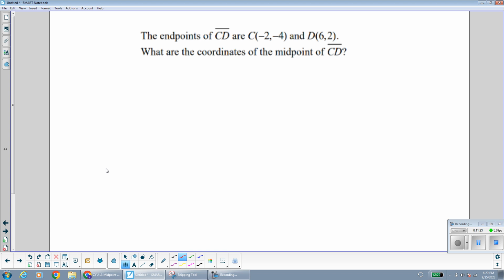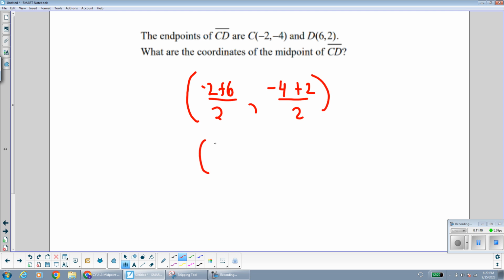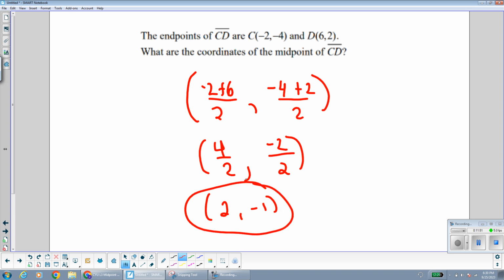Okay, let's do another one. Once again, we're given endpoints and we need to find the coordinates of the midpoint. So the midpoint formula, once again, is the average of the x coordinates, comma, the average of the y coordinates. So that would be 4 over 2, comma, negative 2 over 2. So that's 2, comma, negative 1. So the midpoint of the line segment would be 2, negative 1.